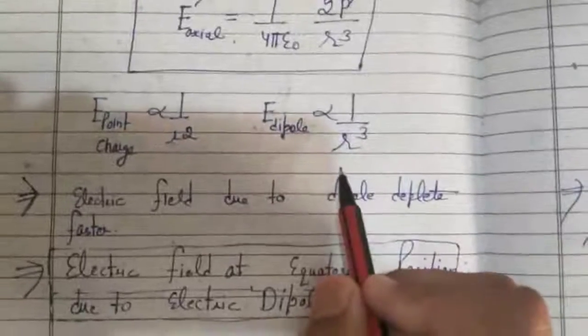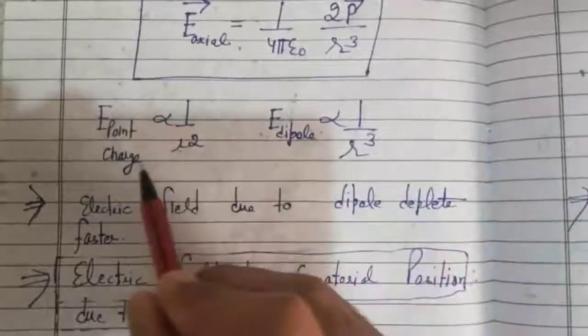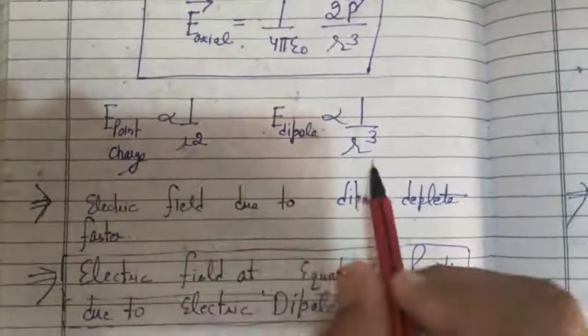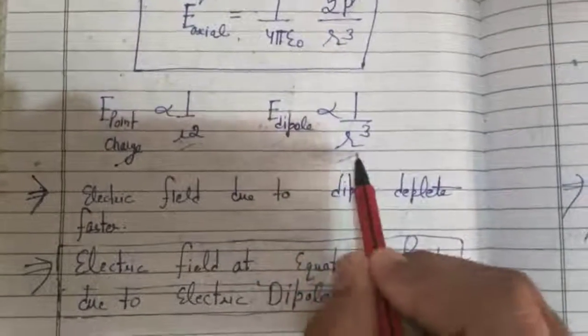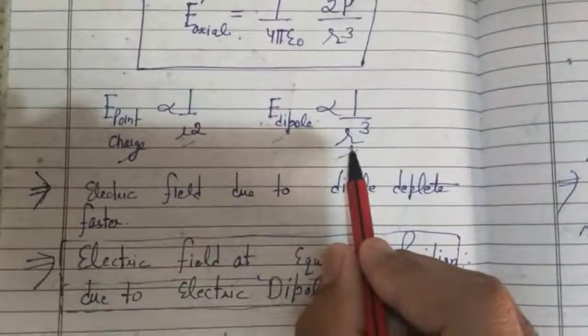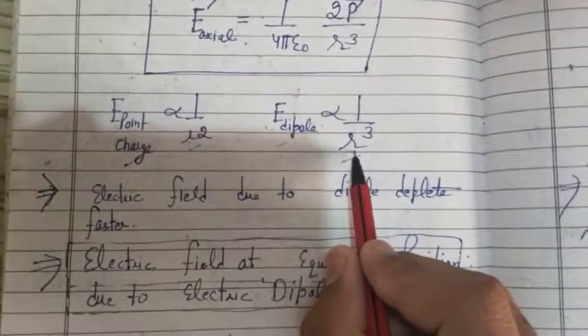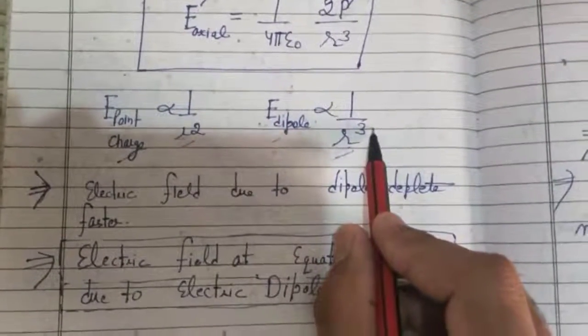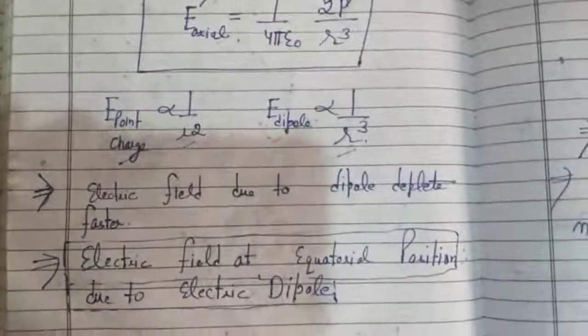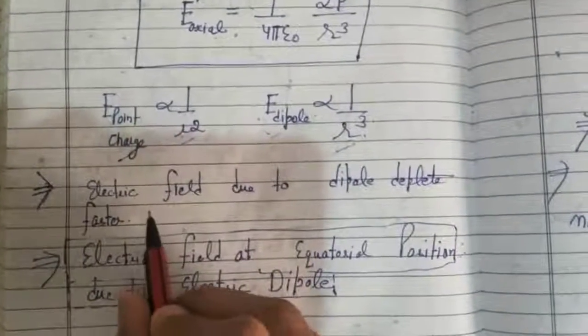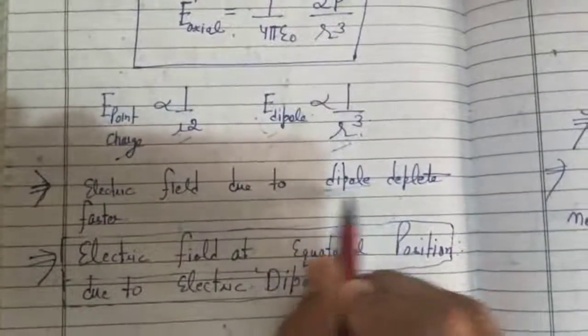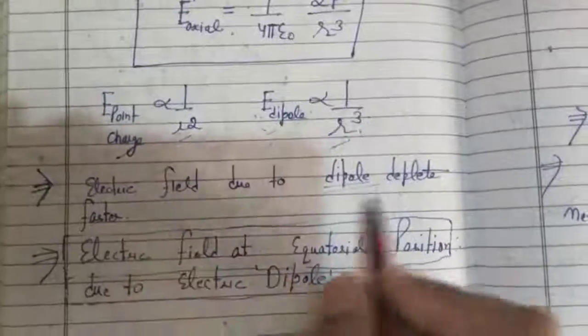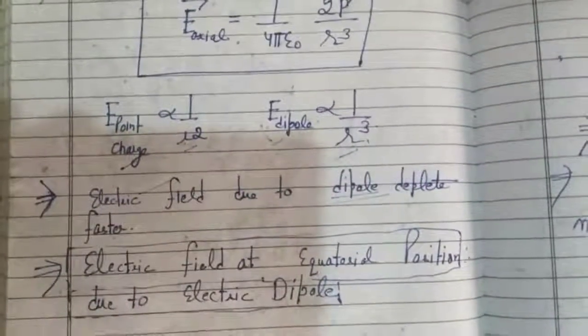So concept, listen: in a point charge, the field is dependent on R square, and in a dipole, it depends upon R cube. So if the distance increases by 3 times, that means 3 threes are 27. So 27 times the dipole field will decrease faster. So we can say that when we are considering the case of a dipole, the electric field is decreasing at a faster rate as compared to a point charge.